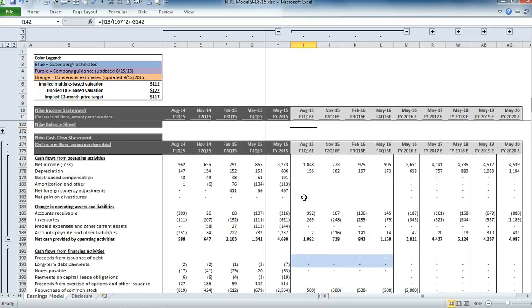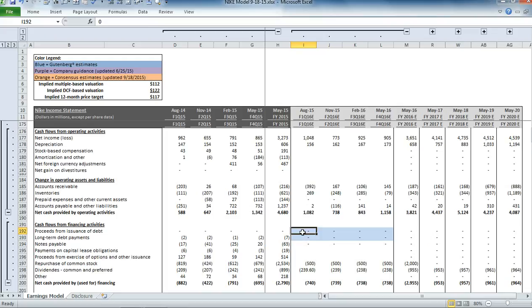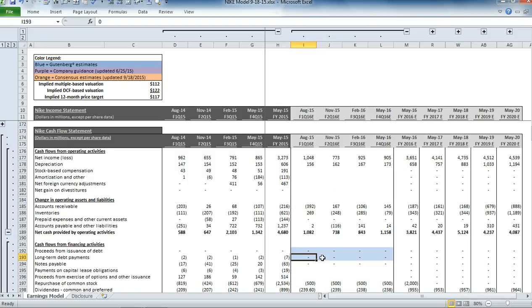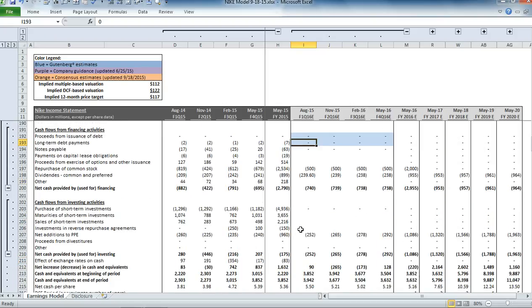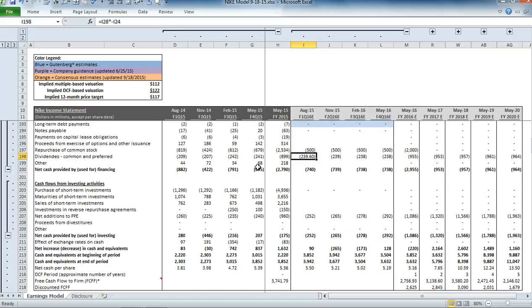So there are only a couple assumptions that you could make in the cash flow statement that would feed through the balance sheet, and that would be if there's any changes in the debt, so pay downs or new issuance. You could put those in here and they'd flow through the balance sheet. And you can see here that the purchase of common stock is coming through the cash flow statement, and also the dividends that the company's paying out.